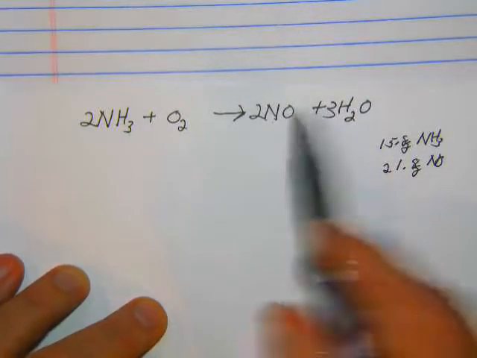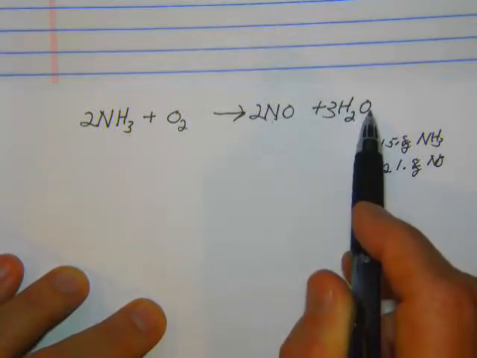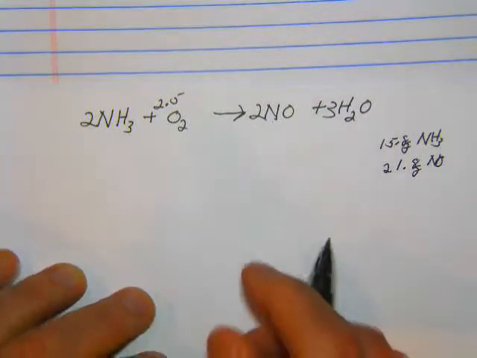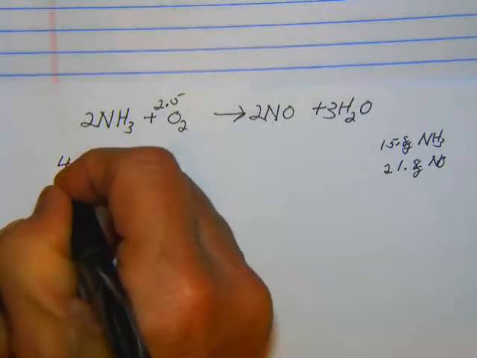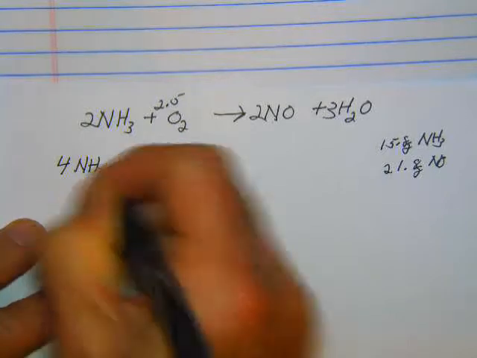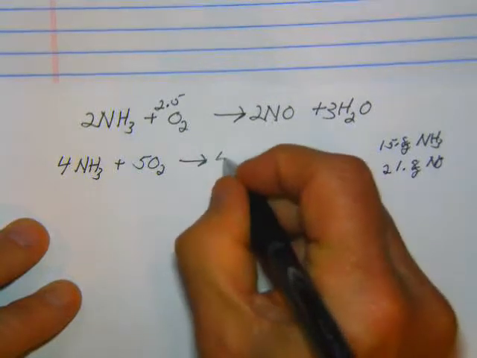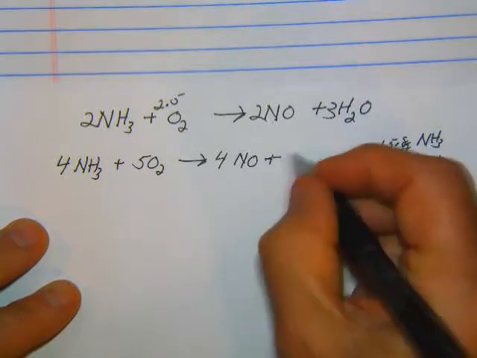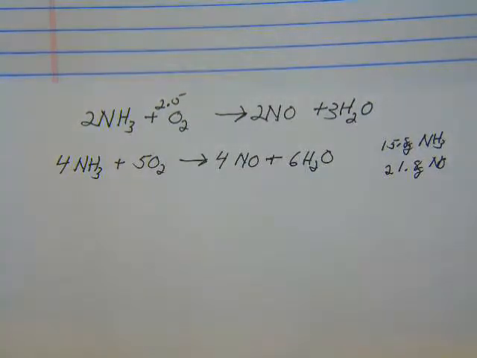So now, again, always leave the oxygens to last. We have 2 times 1 is 2, 3 times 1 is 3, that's 5. So what times 2 is going to give me 5? 2.5. Well, we can't use that, so we've got to double everything. So 4 ammonia plus 5 oxygen will give us 4 nitrogen monoxide plus 6 water. Alright, so now we've got our balance.